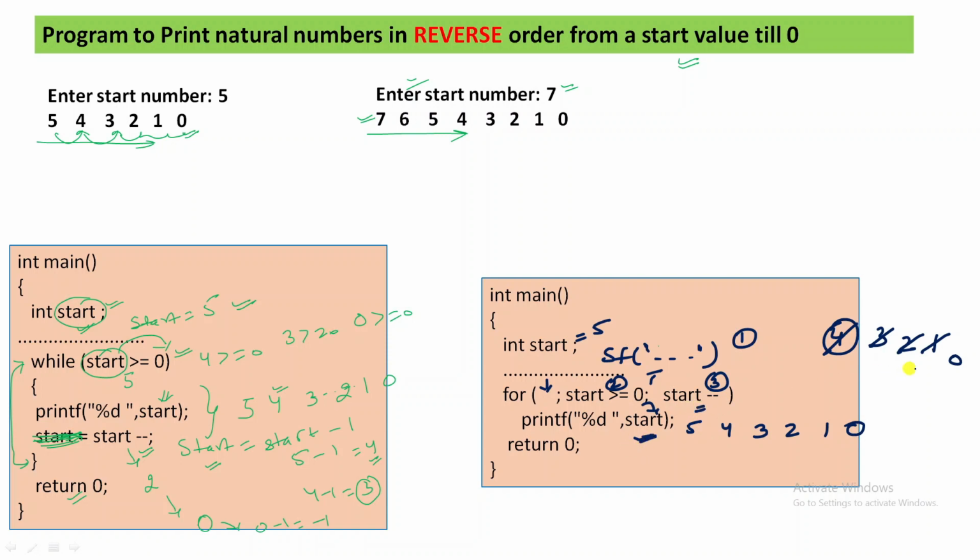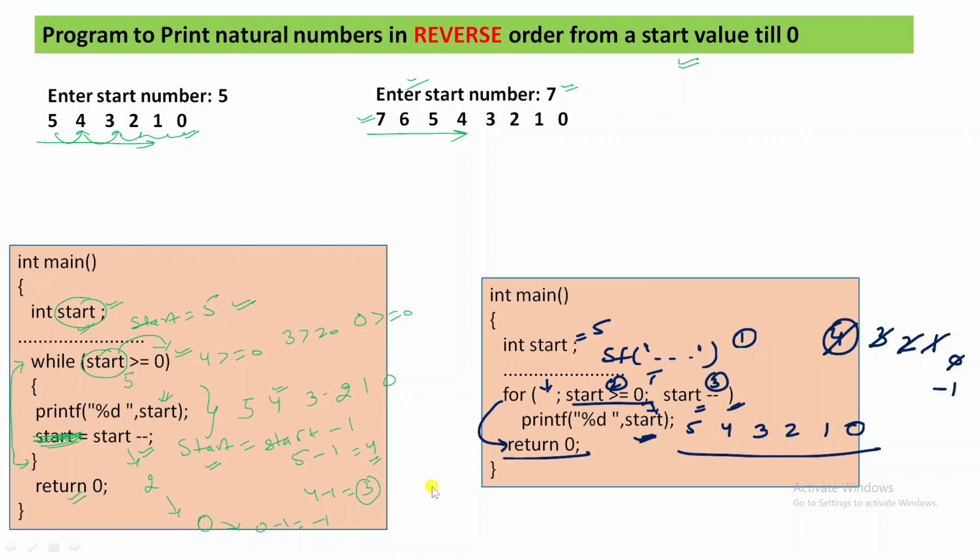And now start minus minus will change this to minus 1, and minus 1 is neither greater than nor equal to 0. So this condition is false, and when this is false you will come out of the body of the for loop and execute return 0, which ends the main program. Now our program is done and we have got our desired output. I hope you have understood how we can print the natural numbers in reverse order. It is just a matter of the condition and how we write the updation.